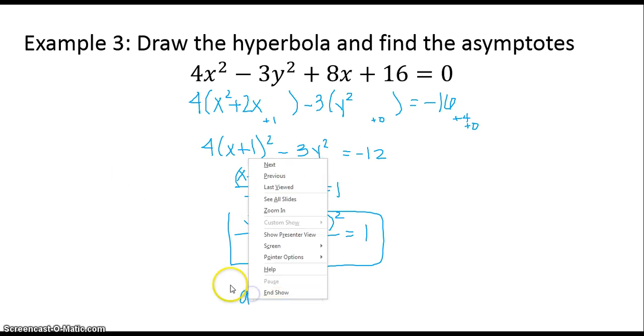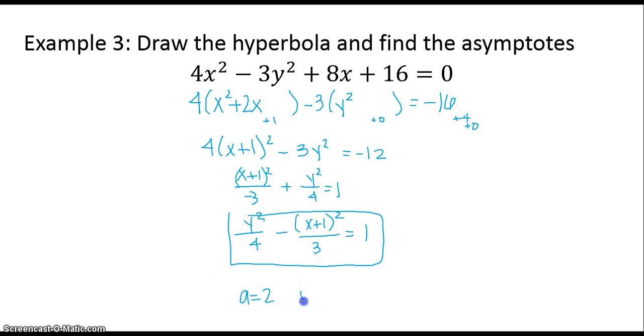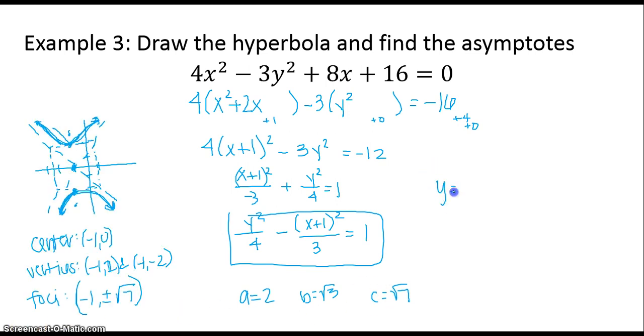So looking at that, I can tell that a is 2, b is radical 3, and c would be radical 7. I can use all of that to get my graph, which you should do, and to list out my center, vertices, and foci, and then I'll show you how to do the asymptotes one. Since you have a vertical transverse axis, when you do this, you're going to have k, which was 0, plus or minus b over a times x minus h for your asymptotes.